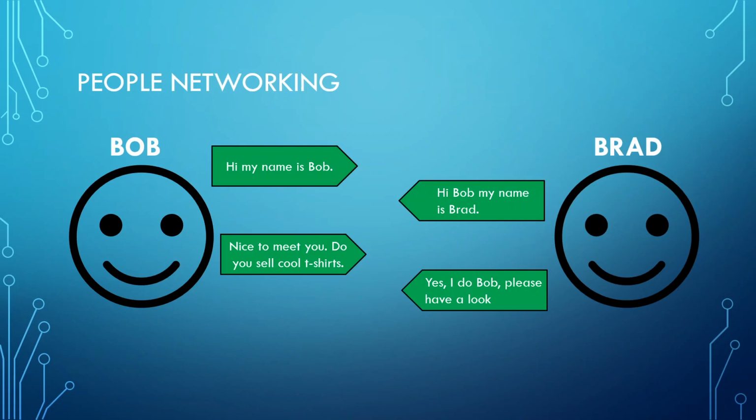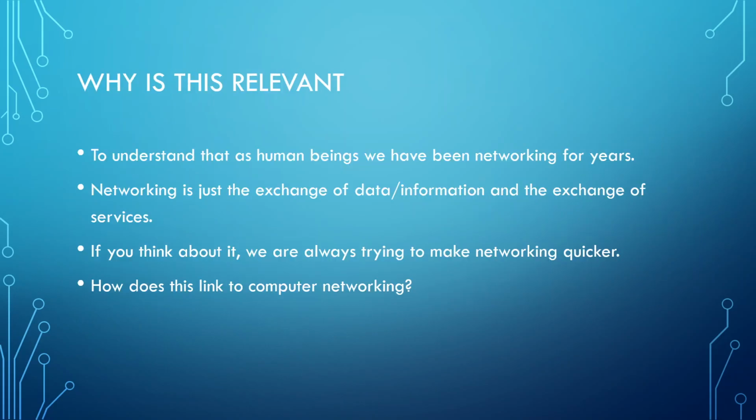What Bob and Brad are doing here is sharing information. Bob is telling Brad his name, and so is Brad. And now Brad is offering Bob a service. In this case, the service is that Bob can buy really cool t-shirts from the shop that Brad owns. This essentially would be an e-commerce service. Now, why is this relevant? It's really important to understand that as human beings, we have been networking for years. Again, the process of networking is just communicating and sharing information.